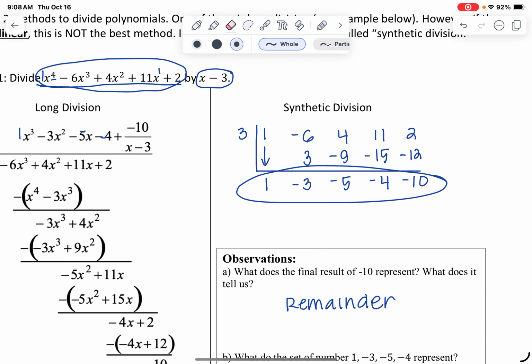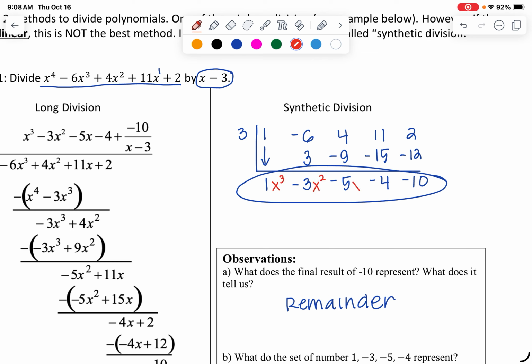So what you're going to do is look at what you started with. We started with an x to the 4th power up here. We are dividing by a linear binomial. It'll always be a linear binomial, so it's going to go down 1 degree. So if I started with the 4th power, this is going to be an x cubed. This is my x squared. This is my x, my linear term, and the -10 is my remainder. Sometimes you'll see teachers put a box right here to remind you that it's the remainder.